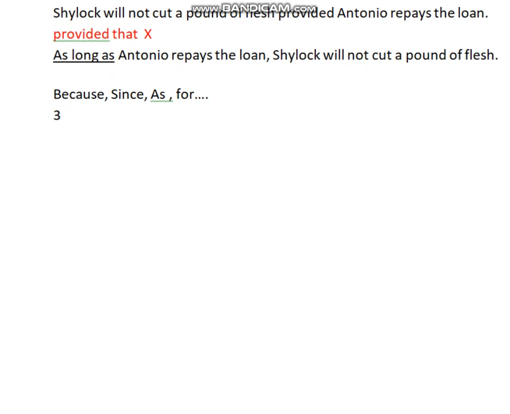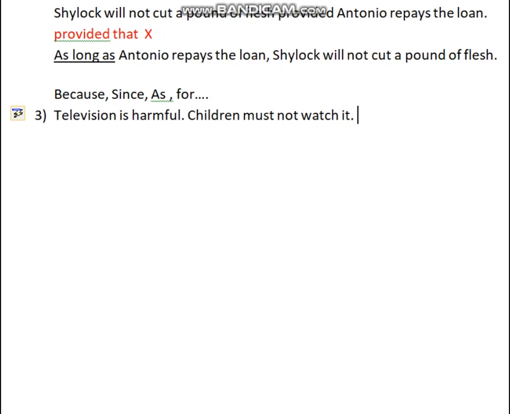For example, if the question is, television is harmful, children must not watch it. If you look at the sentence, we have given the reason and the result. The reason is that television is harmful, and therefore what should be done? Children must not watch it. So let us try joining these two sentences with these options.